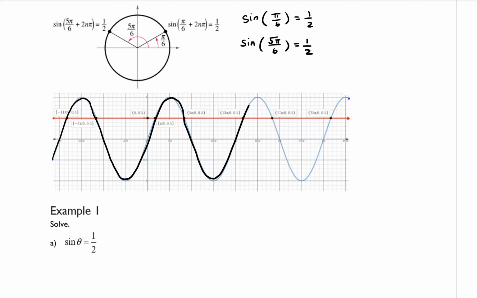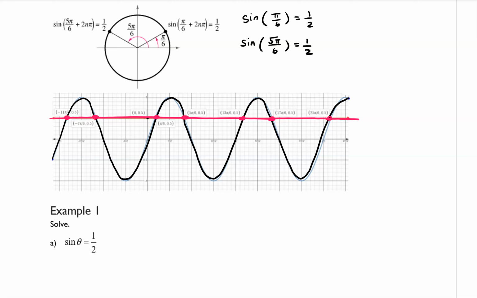Here beneath that we have our periodic function sine that I'm highlighting right now, and we know that the domain is all real numbers, so this goes on forever. Then we have this horizontal line here that represents 1/2, and so all of these intersections represent solutions to our equation.